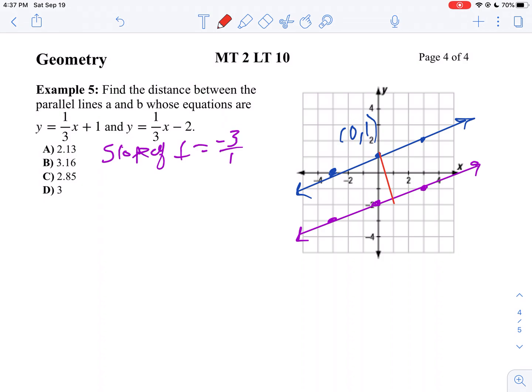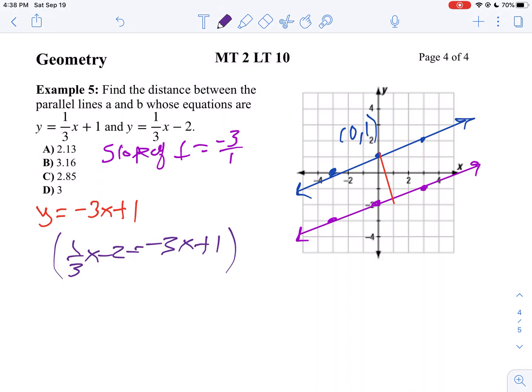Well, I know my red line is going to be y equals negative 3x plus 1, because it has the same y-intercept as my first one, because I drew it that way. So I want to find the point where this line intersects y equals 1/3 x minus 2. So let's set those two equal to each other and solve it. In other words, 1/3 x minus 2 equals negative 3x plus 1, because where they cross, they have to be the same.